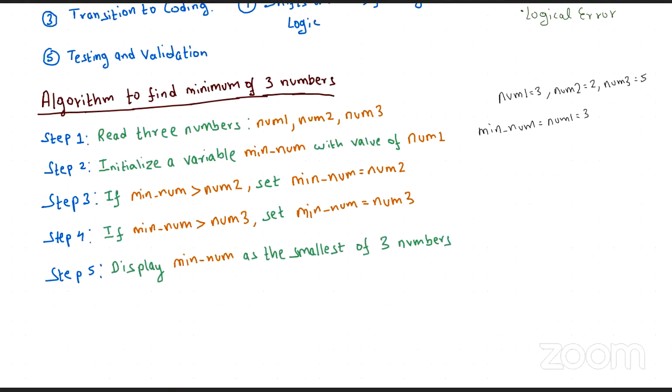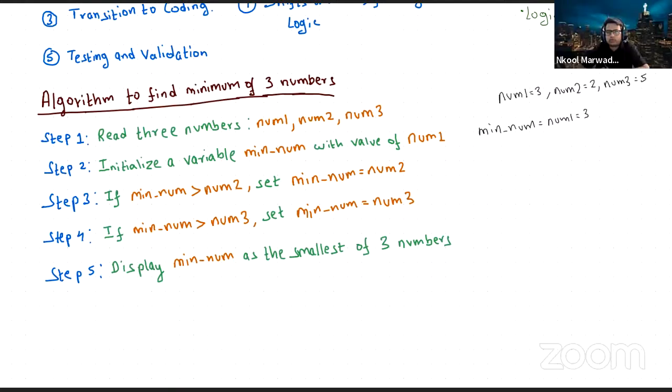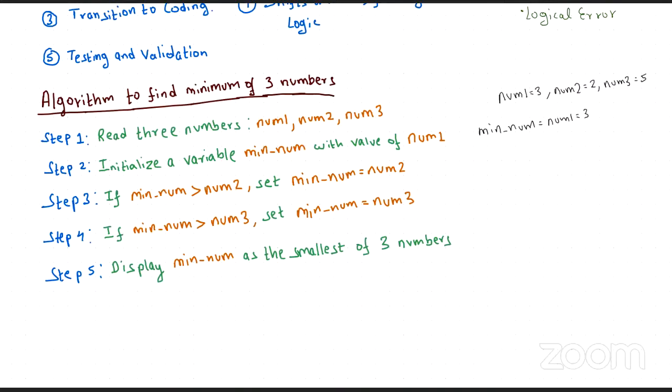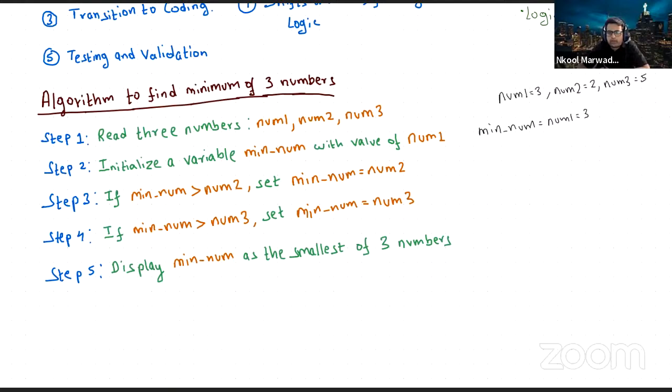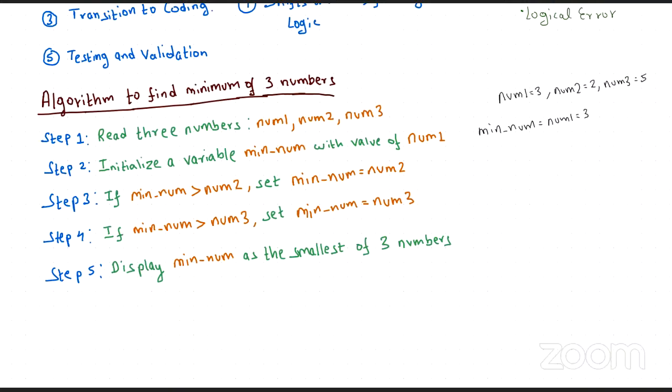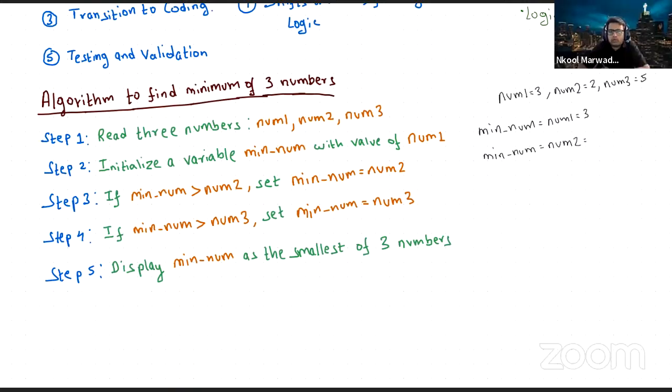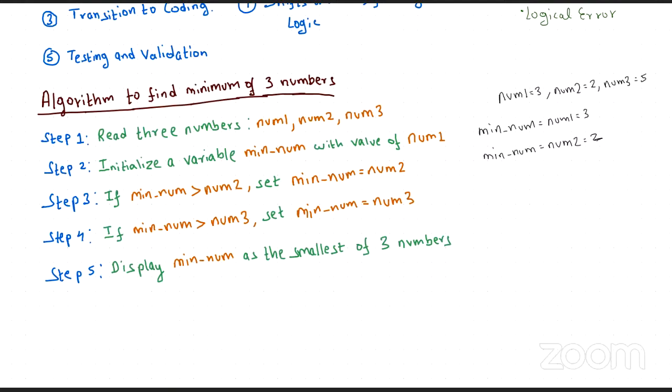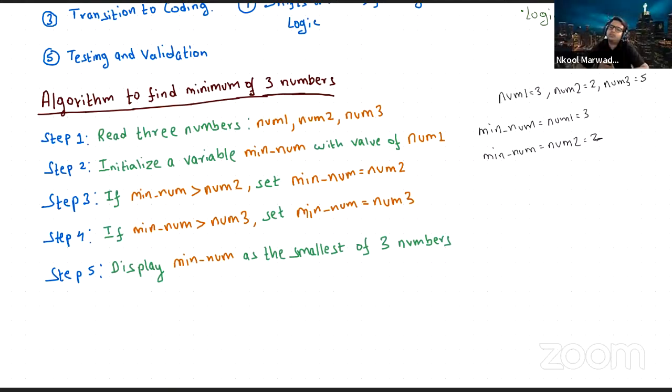Is the condition true or false for our example? Min num is greater than num2. Yes, the condition is true. If the condition is true, then we will set min num equal to num2. So min num will become 2. Now in step 4, we will check whether min num is greater than num3. Num3 is 5 and min num is 2.